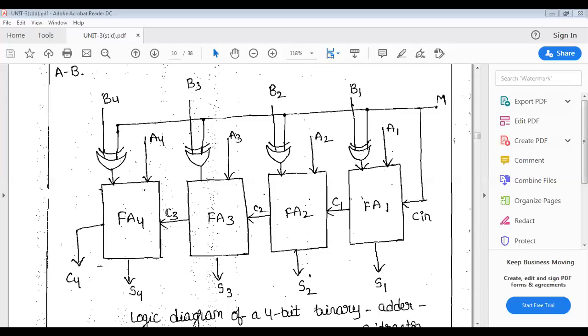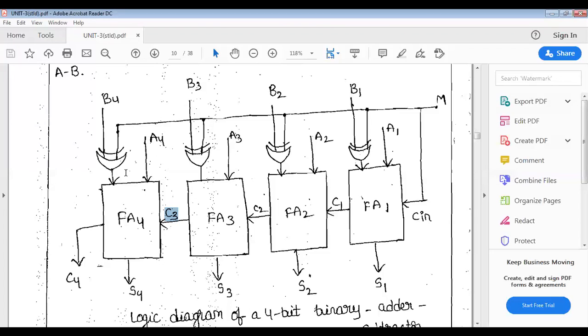I'm seeing here the C3 and S3. It generates S3 as a sum and C3 as a carry. Then C3 is given to FA4, nothing but full adder 4. It takes the other MSB bits, A4 and B4 bar, the output of the last exclusive OR gate. A4, B4 bar and C3, it performs the addition operation and generates S4 and C4.